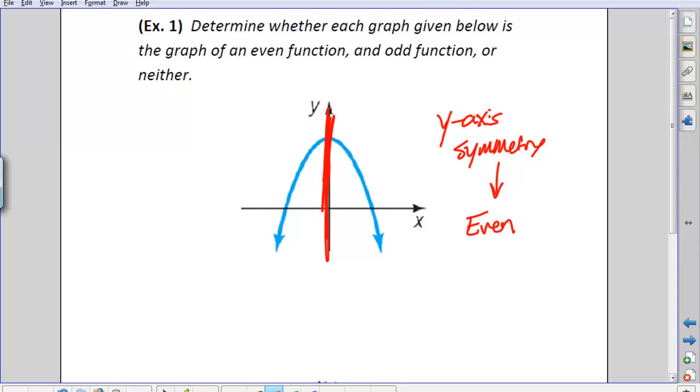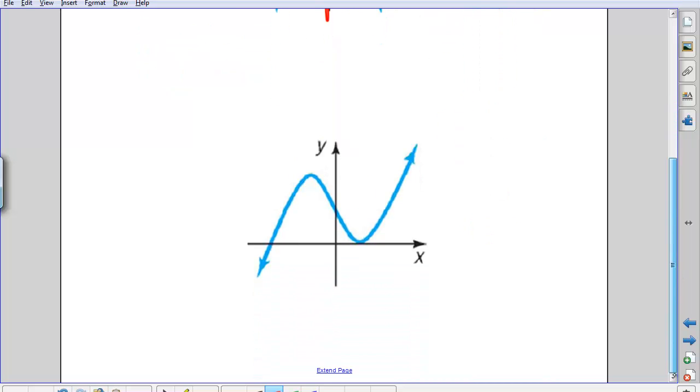Okay, the next one. This shape right here, notice it's definitely not symmetric with respect to the y-axis. We don't have a mirror image happening there, so it's not an even function. This graph also does not have that rotational symmetry. If you were to rotate this graph, you'd have to go a full circle before it would line back up on itself. So it's not symmetric with respect to the origin. So if it doesn't have either symmetry, we say that this is neither. It's not even, it's not odd.